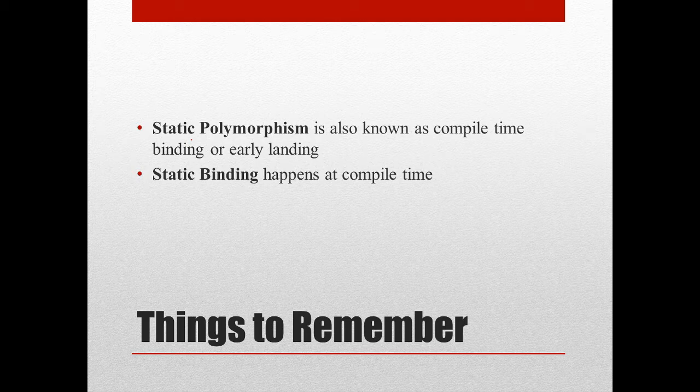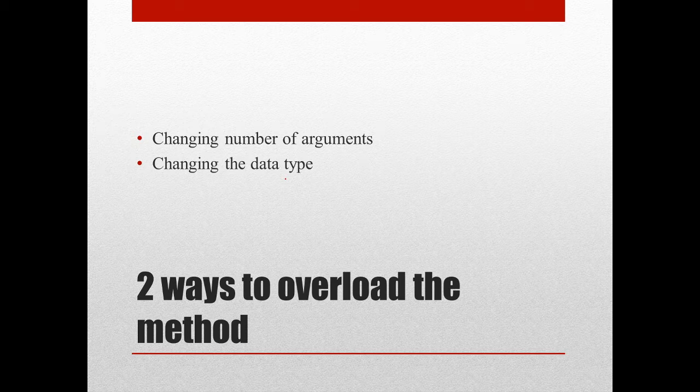Method overloading is an example of static binding, where binding of the method call to its definition happens at compile time, meaning after we compile and we are trying to run it, the static binding has happened. There are two ways to overload a method: by changing the number of arguments and by changing the data type. So let us discuss them one by one.